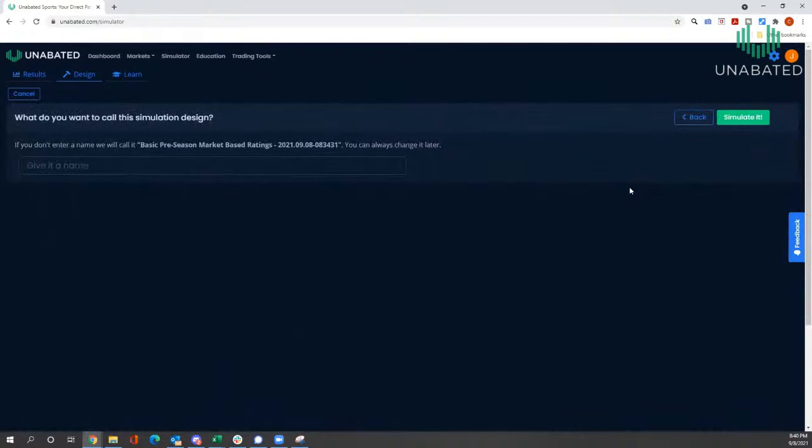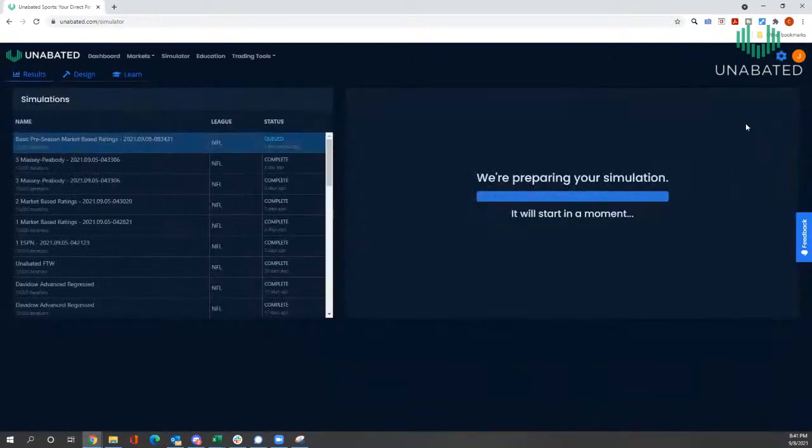Okay, so we're finally on to the next screen here, folks. You can name your simulation anything you want to, or we give you a very descriptive name. This is the basic mode. This is the preseason market-based ratings model that you're following. This is the date and timestamp, and you can always change that later as well. I'm going to go right ahead and simulate it. So we simulate it, and it counts up this bar here.